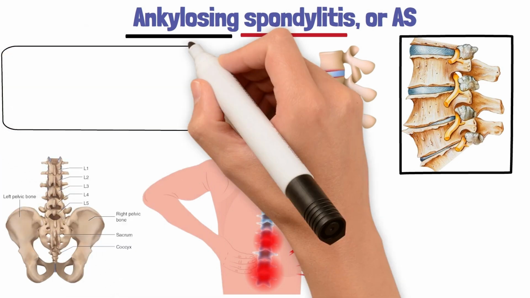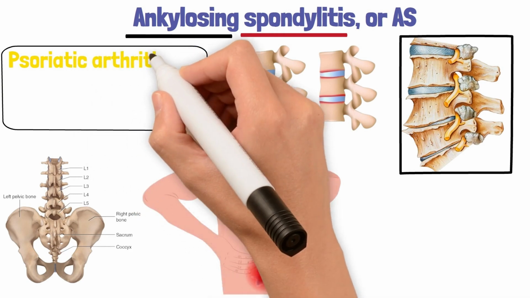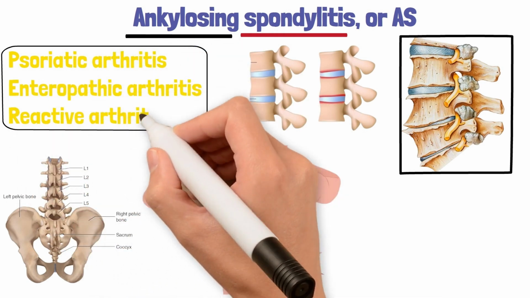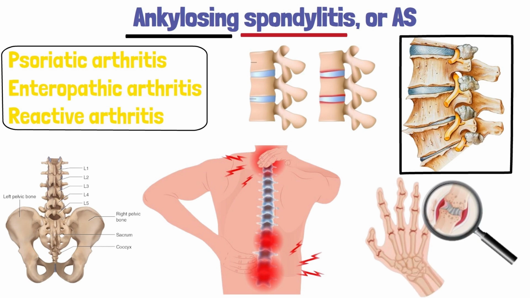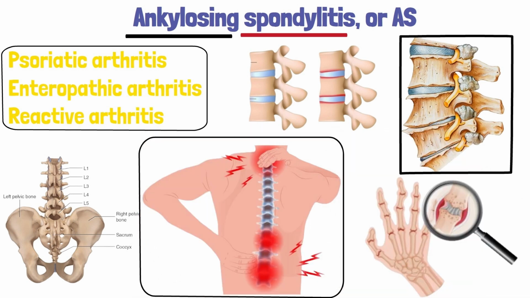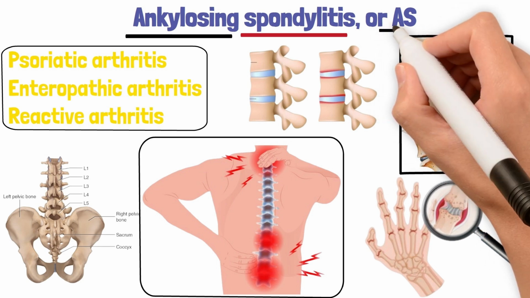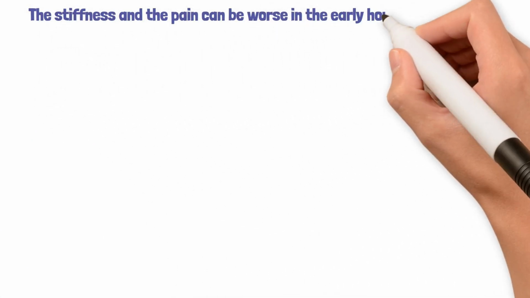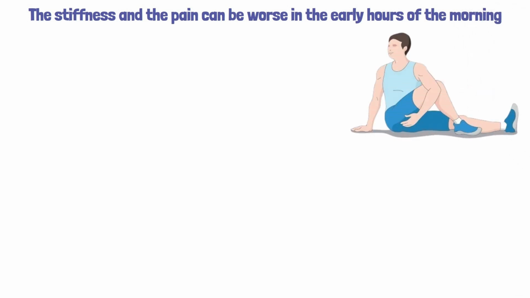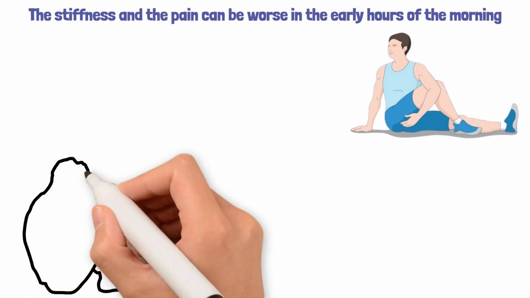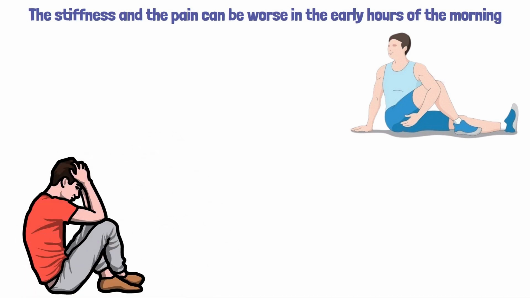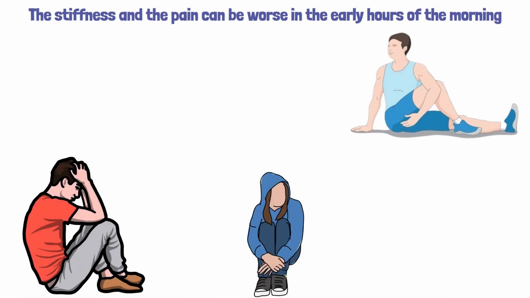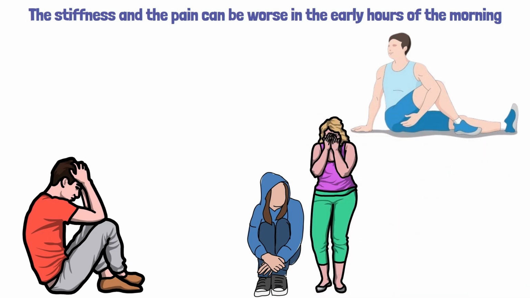It's also within a broader group which includes psoriatic arthritis, enteropathic arthritis, and reactive arthritis, which are the seronegative arthritis conditions. While the inflammation in the spine is the hallmark of ankylosing spondylitis, the condition can extend to other parts of the body. For many people with AS, the mornings are particularly difficult. The stiffness and the pain can be worse in the early hours of the morning, making it challenging to straighten or twist the body after waking. This can often result in fatigue due to disturbed sleep. Prolonged periods of sitting down or standing in the same position can also exacerbate the discomfort.